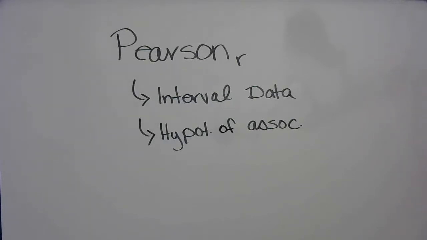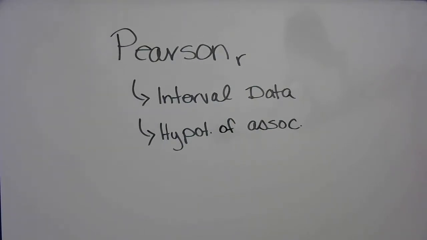Pearson R's also test the hypothesis of association. So the hypothesis of association is when you are looking at the relationship between two variables, not two groups, just two variables. Some of the keywords that you might see would be relationship, correlation, association, anything that would imply a relationship between those two variables.